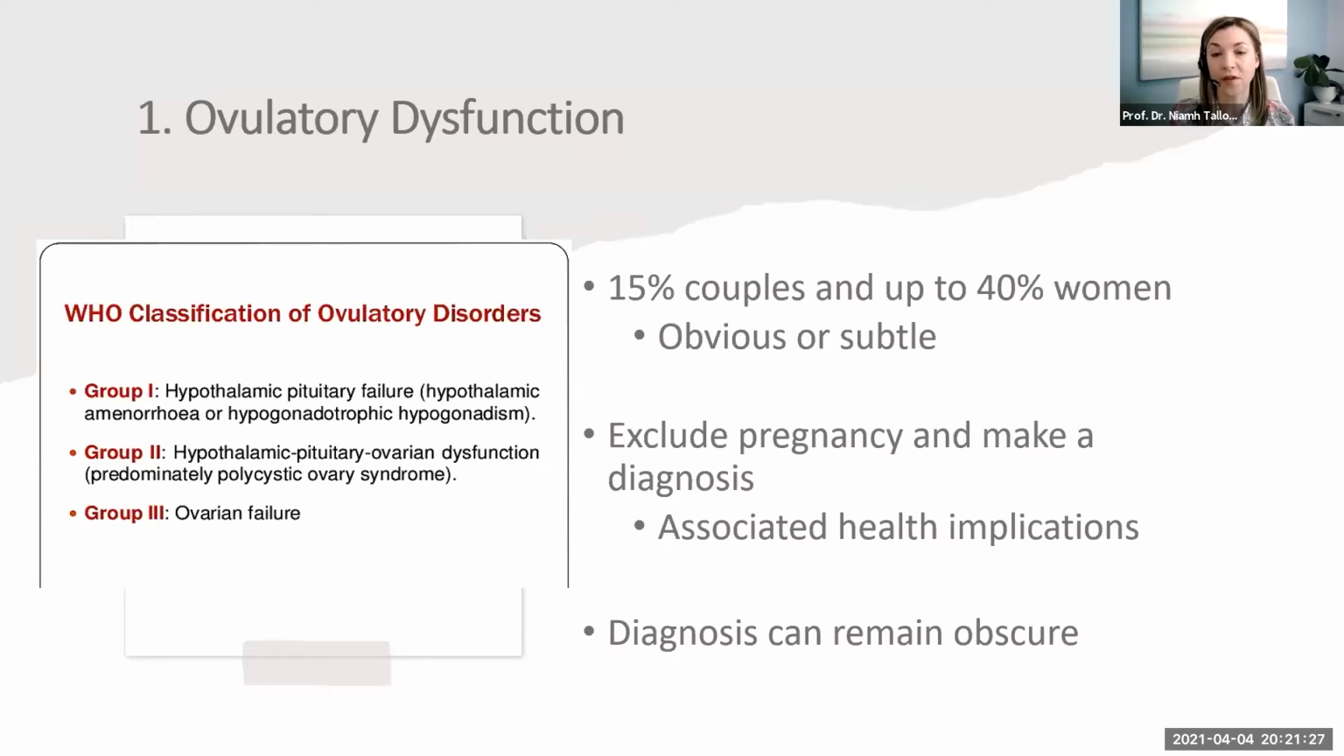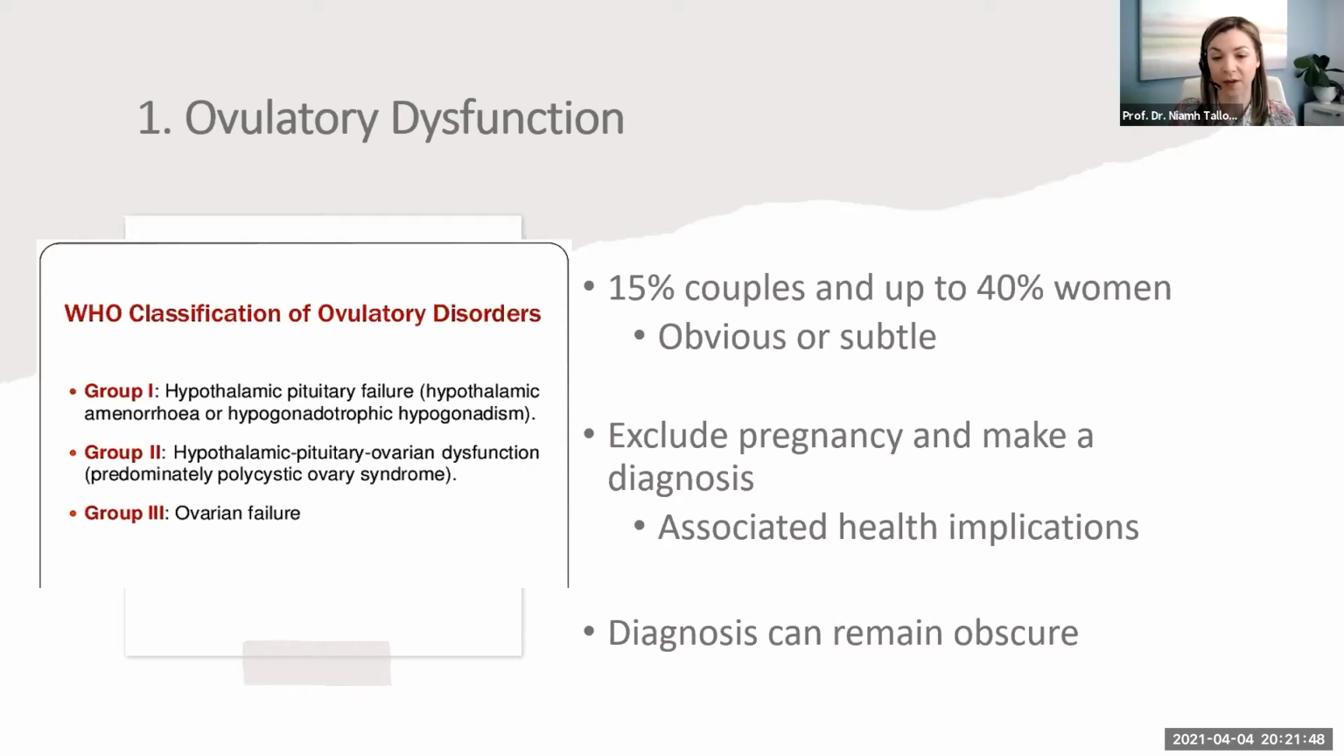And the first thing we need to do in these patients is really exclude pregnancy before we go on to our next steps. That's a pretty common exam question. What's one test you would perform for someone who presents with ovulatory dysfunction? Do a beta HCG.